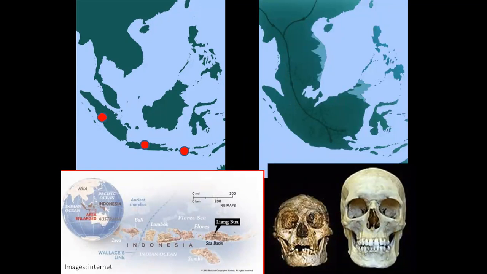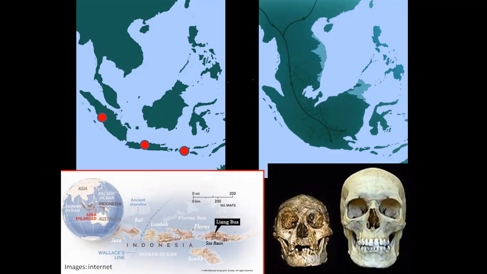What happens is all the hominins get trapped on the islands. And the hominins that get trapped in the islands, they actually shrink in size. They become smaller from 1.5 meters in height to 1 meter in height. You can see the skull on the bottom. On the right, we have a normal Homo sapiens today. And on the left, we have Homo floresiensis, which is also called the hobbit because of the size in comparison. And they existed from roughly 1 million years ago to 50,000 years ago.